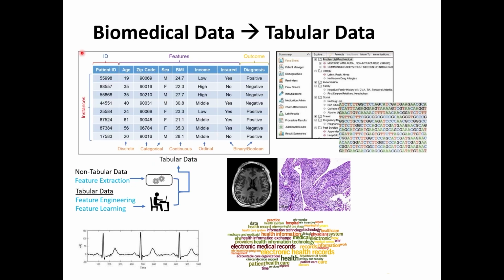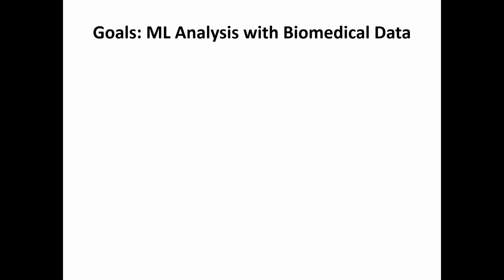Here's a simple illustration of a tabular data set. The rows are instances of the data, and the columns are mostly features and an outcome of interest that we're trying to predict.